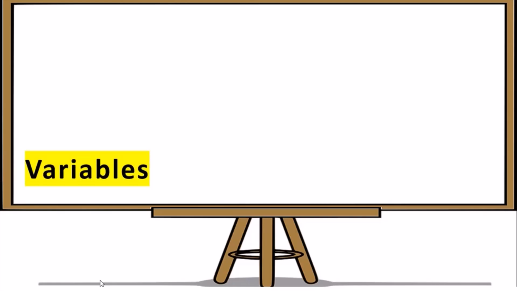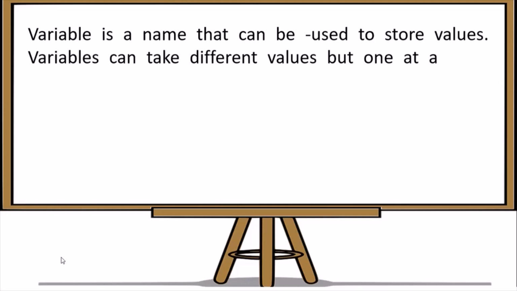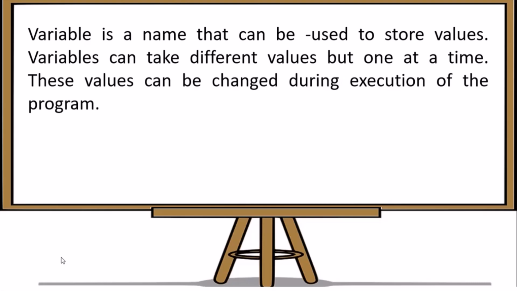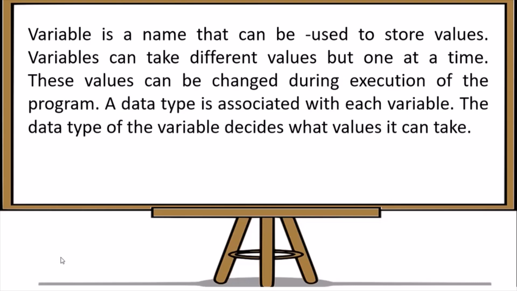What are the variables then? Whenever we have to do anything in C++ programming, we have to deal with variables. Variables are used to store values, right? Variables can take different values, but one at a time. These values can be changed during the execution of the program, isn't it? Constants are fixed, but variables are values which we can change. A data type should be associated with each variable because the compiler is unaware of which type of variable you are using. So we have to mention the data type there.